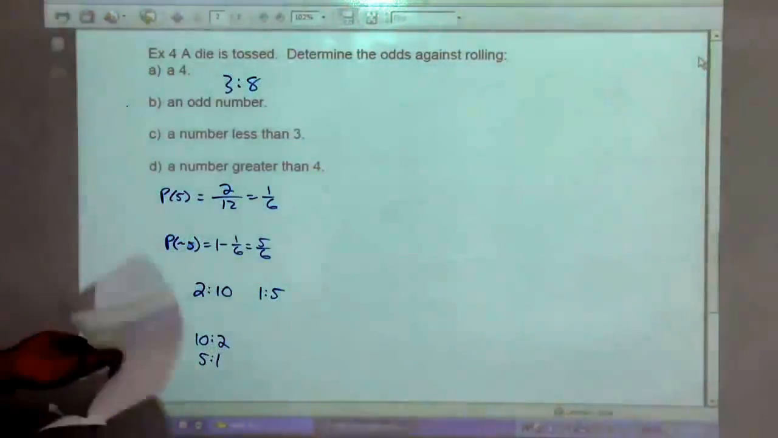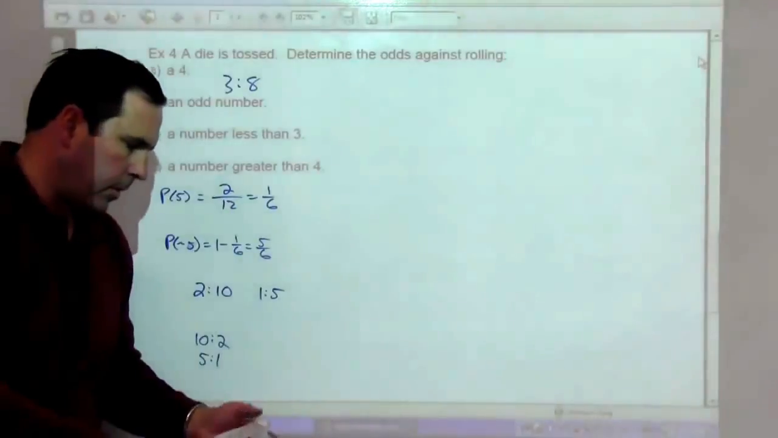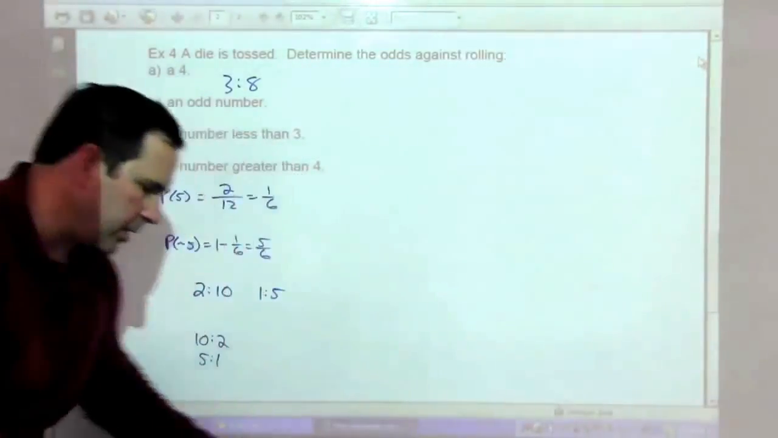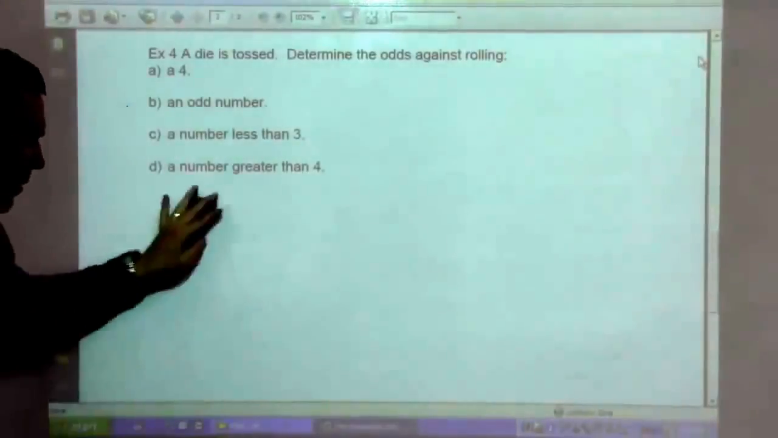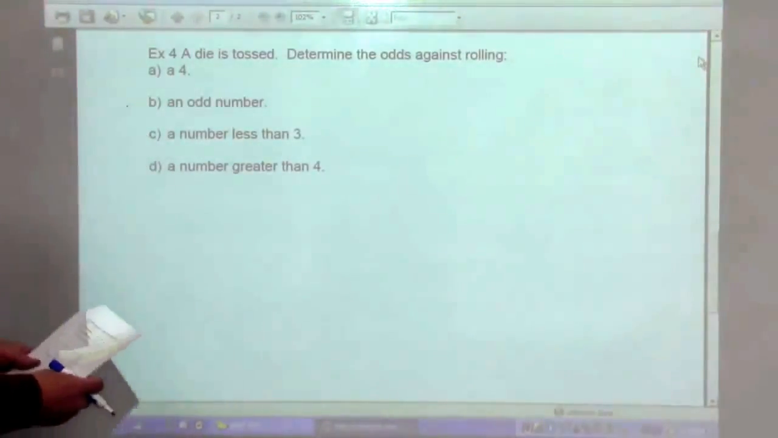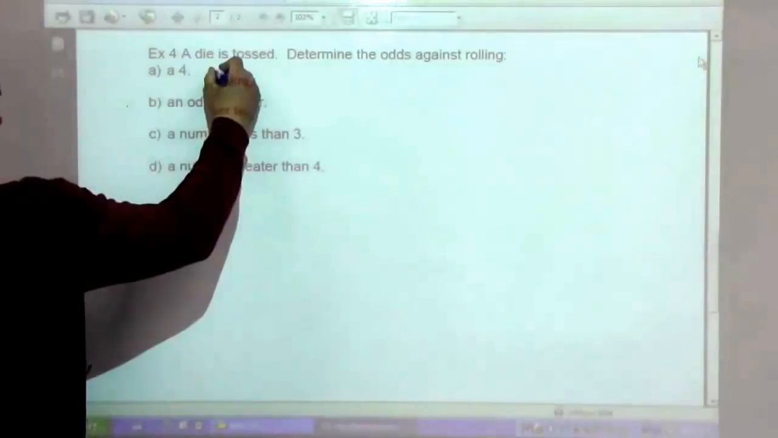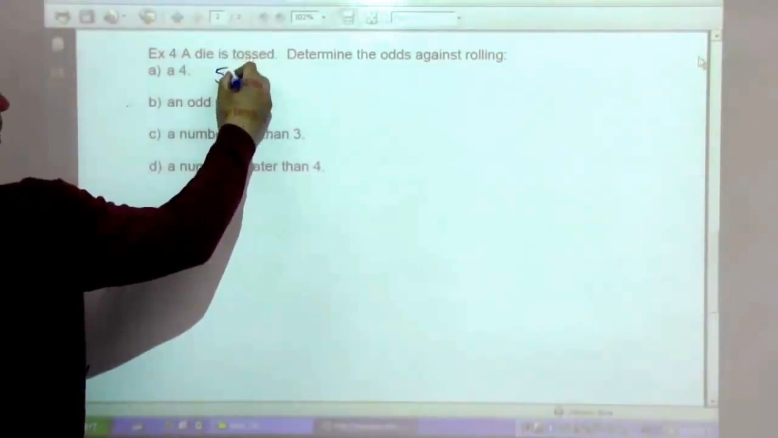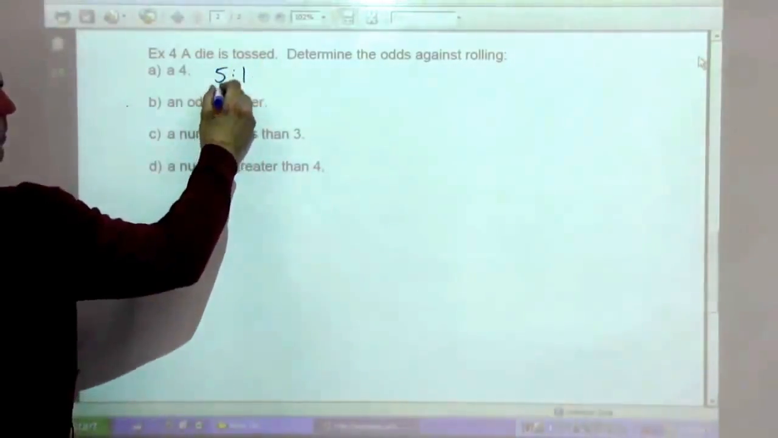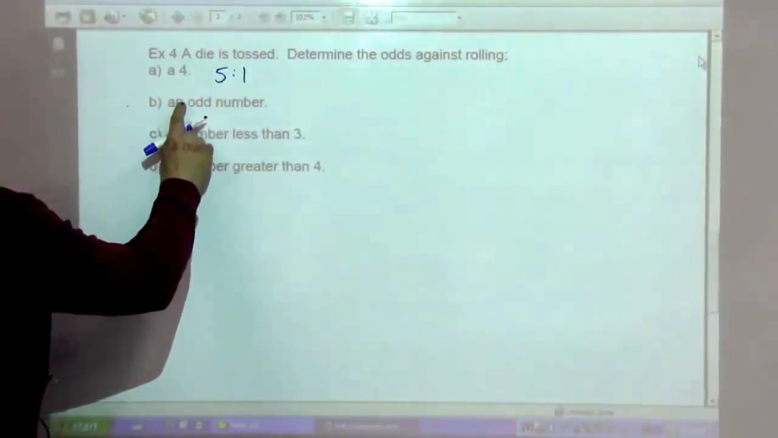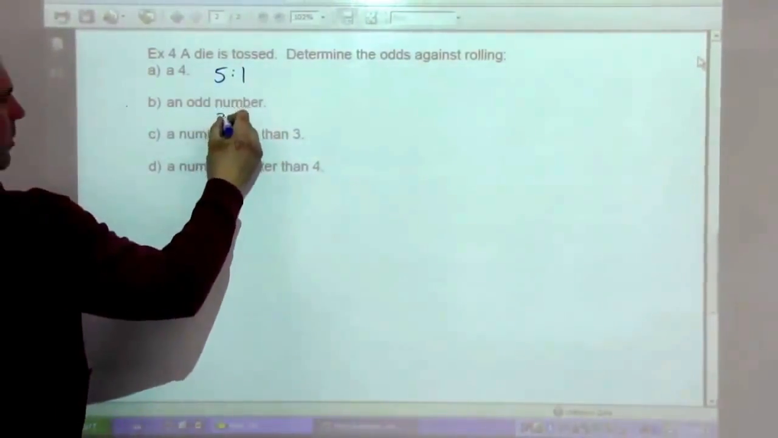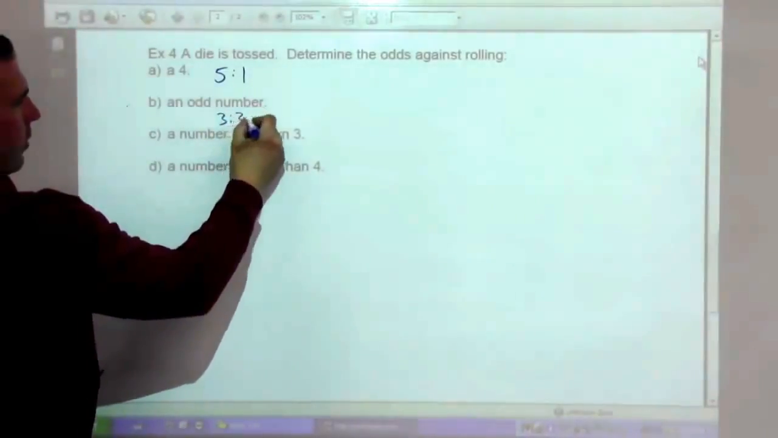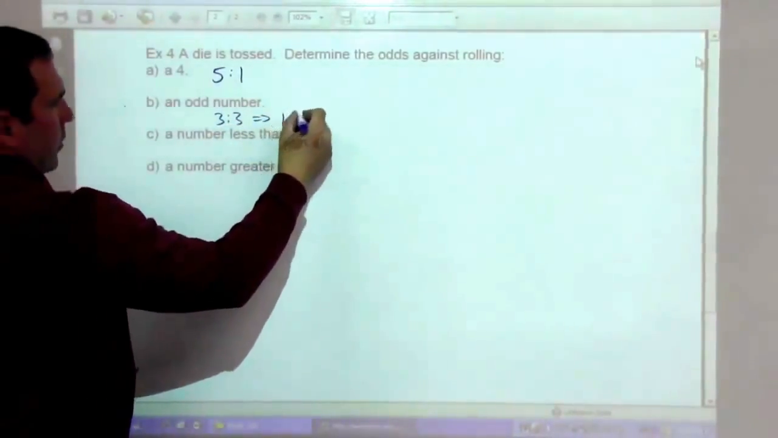Example 4. A die is tossed. Determine the odds against rolling a 4. So the odds against rolling a 4: there are 5 non-4s and 1 4. What are the odds against rolling an odd number? There are 3 things that are not odd and 3 things that are odd, so it's 1 to 1.